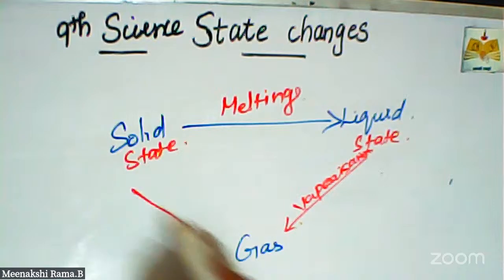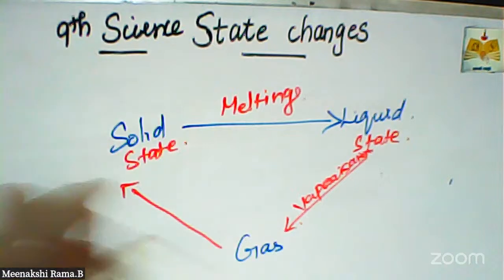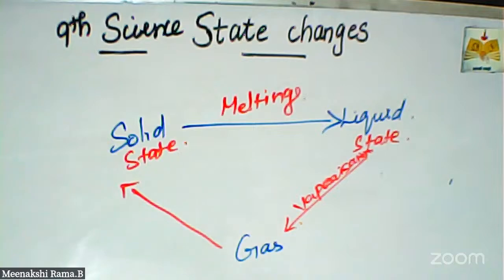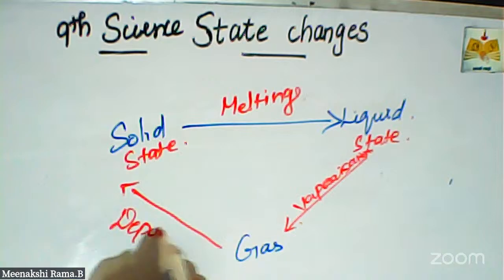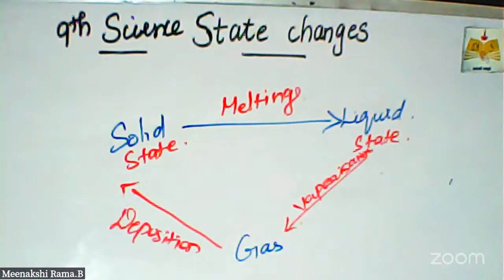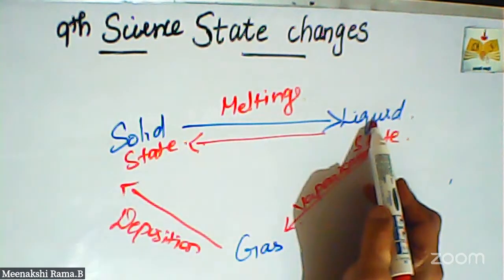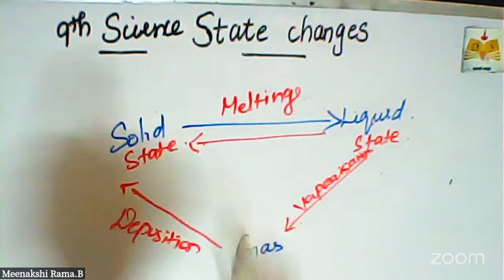Solid state is changed directly into gas, which is called sublimation. Gas is changed into solid, which is called deposition. Reversible process. In the reversible process, liquid state is changed into solid state.